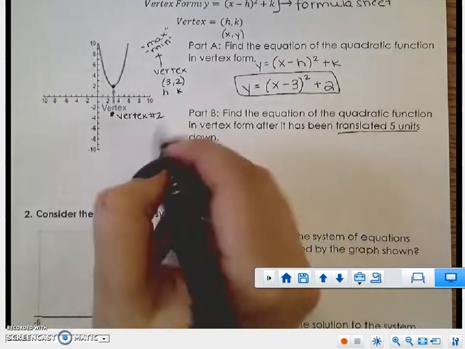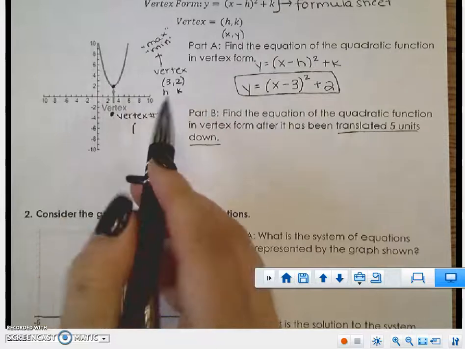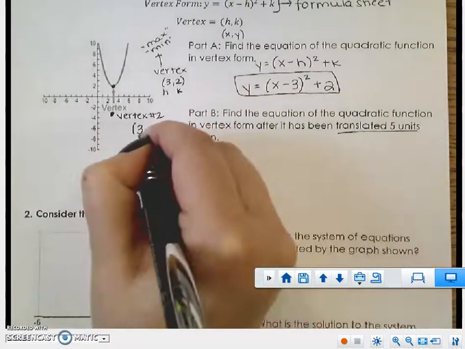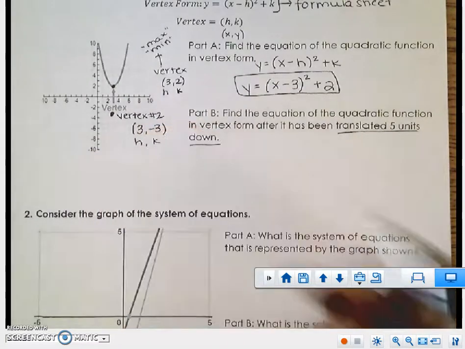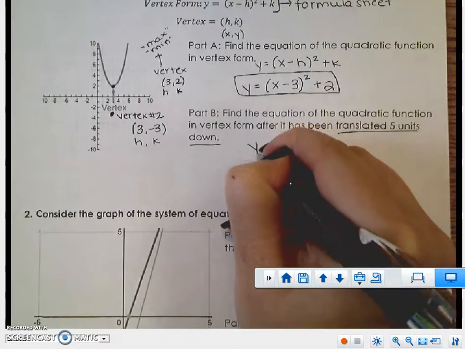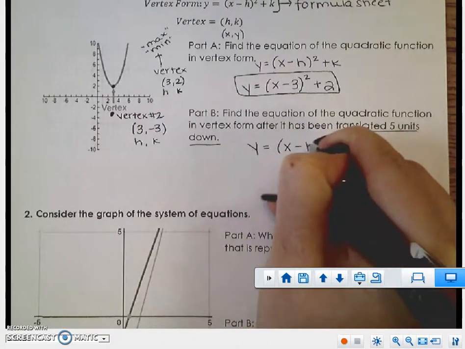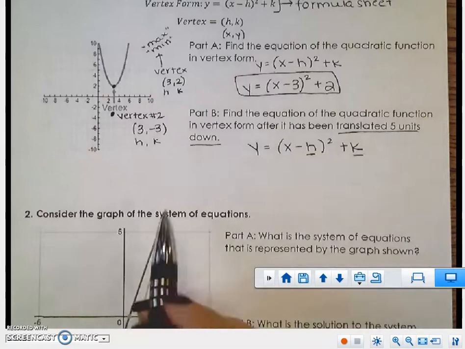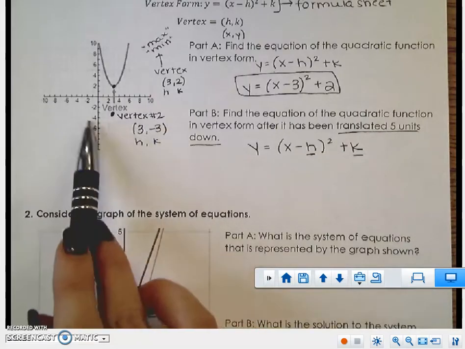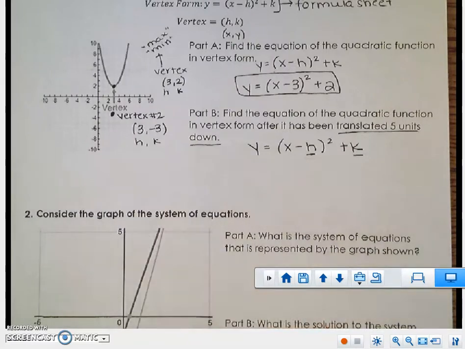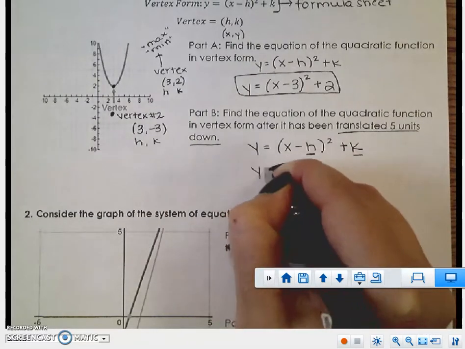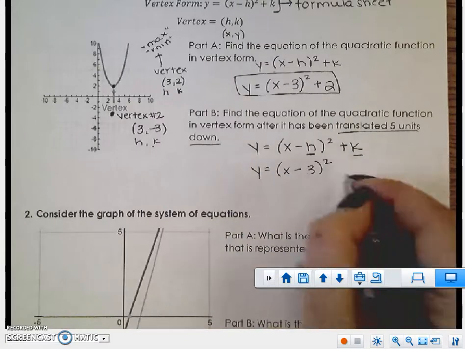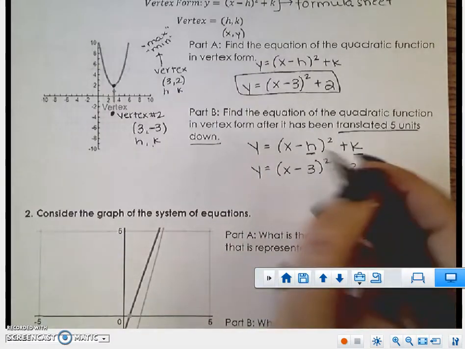So now I'm going to do the same thing. I'm going to write the coordinate pair for this vertex. The coordinate pair would be (3, negative 3). Remember, instead of x and y, for vertex form, they use h and k. So vertex form is y equals (x minus h) squared plus k. I'm going to replace the h and the k with my vertex values that I found from the graph. So my h value is 3, so everywhere I have an h, I'm going to put a 3, so (x minus 3) squared, and my k value is negative 3. So this would be my answer.